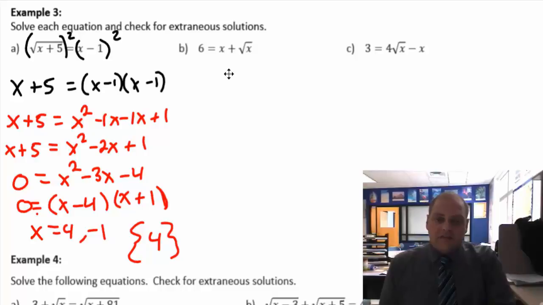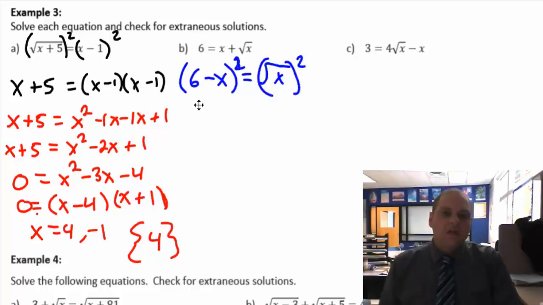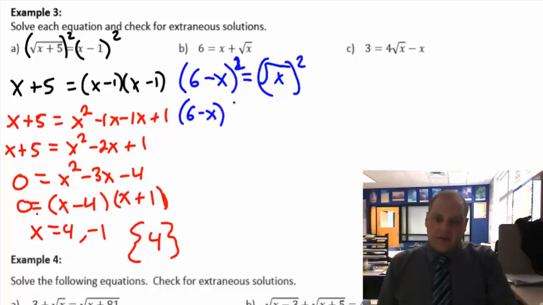Here I want to isolate, but I have to subtract the x over. 6 minus x equals radical x. I needed to get my radical by itself so that I can now square both sides. That's a square. All right, so we have 6 minus x, kind of like how we had the last one there. We had the binomial squared, and then the radical is going to cancel evenly, just x.